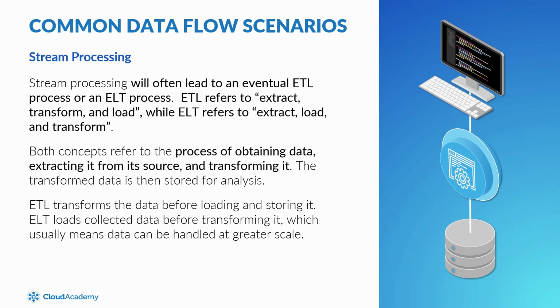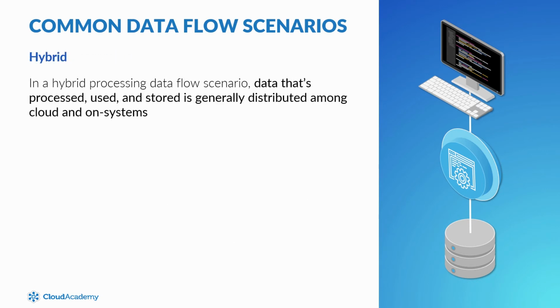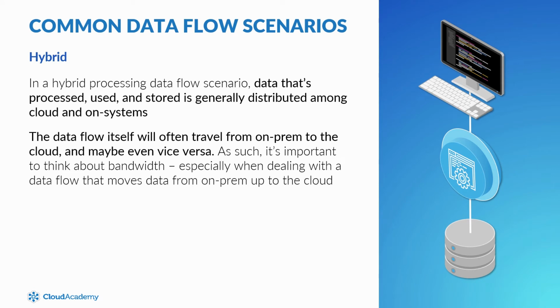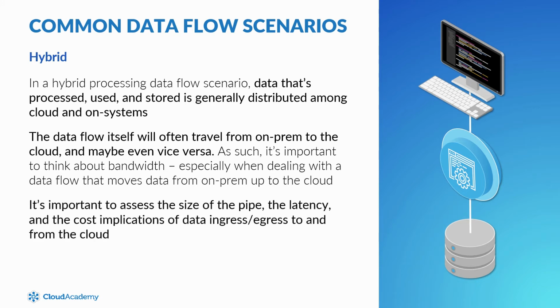In a hybrid processing data flow scenario, data that's processed, used, and stored is generally distributed among cloud and on-prem systems. As such, the data flow itself will often travel from on-prem to cloud and maybe even vice versa. As such, it's important to think about bandwidth, especially when dealing with a data flow that moves data from on-prem up to the cloud. It's important to assess the size of the pipe, the latency, and the cost implications of data ingress and egress to and from the cloud.